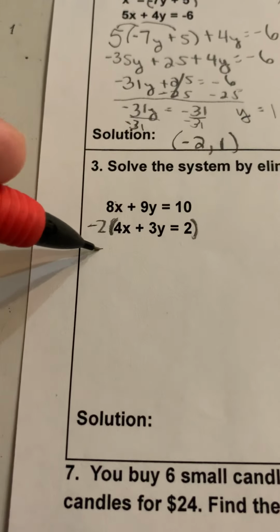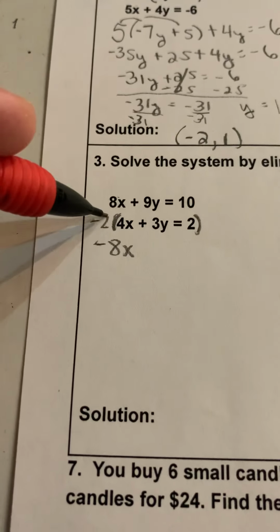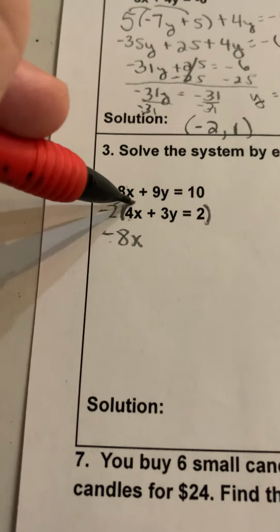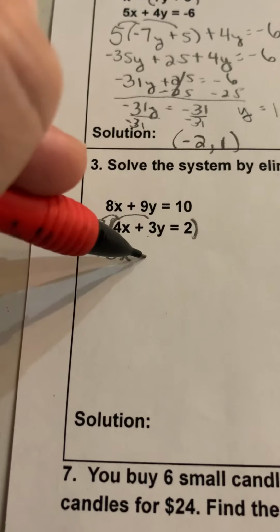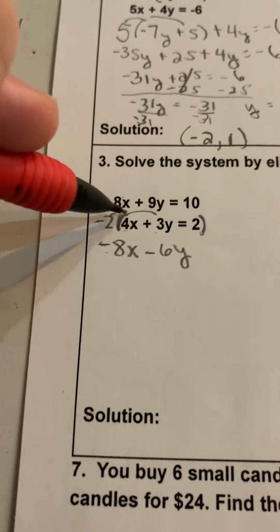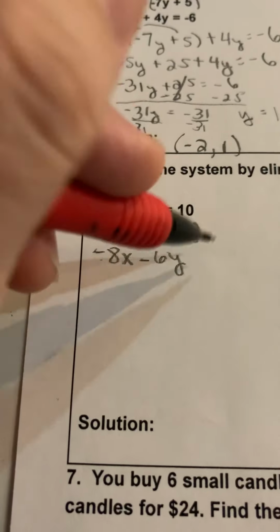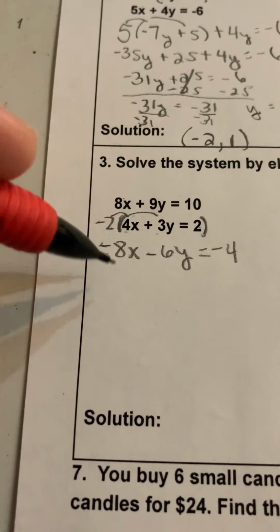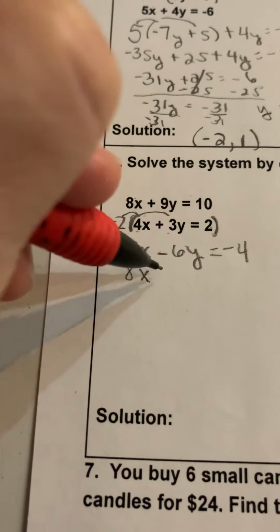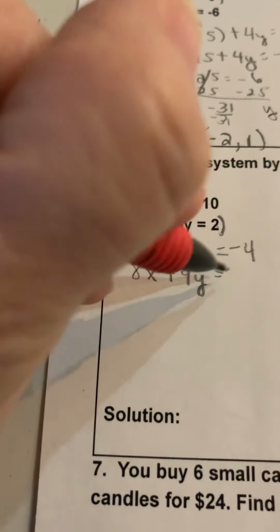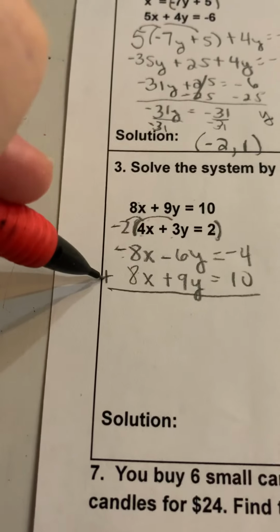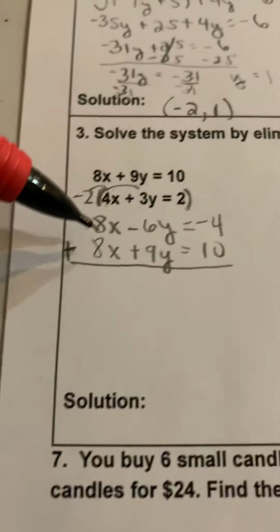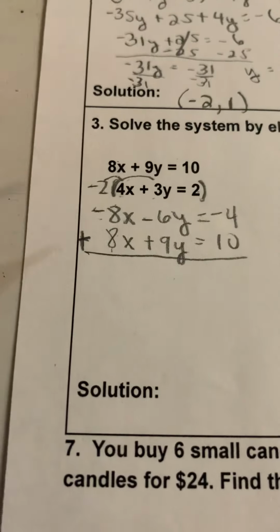What that gets me is a negative 8x, because negative 2 times 4x is negative 8x. Negative 2 times 3y is negative 6y. And negative 2 times 2 is negative 4. I'm going to go ahead and write this other equation underneath it. 8x plus 9y equals 10. And then I'm going to combine them. And when I combine these two equations, I can see that these x's are going to cancel out.